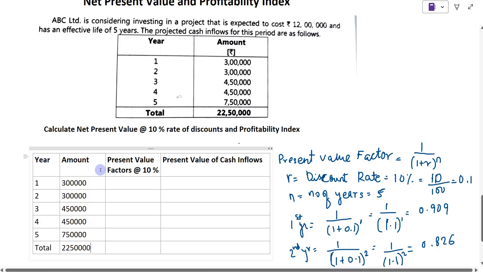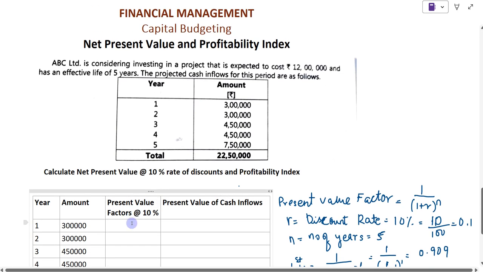Okay. Now next we have to find the present value factor at 10%. Now say students, in some examples they will give the actual value of the present value factors for each year. Now in this example they have not given us the present value factor. They have just given us the 10% rate of discount. It means that we have to find the present value factors, the present value factor at 10%.